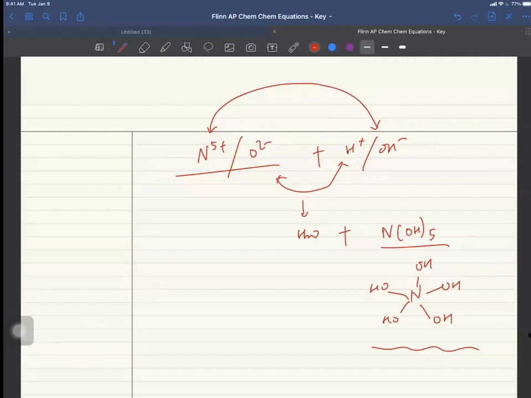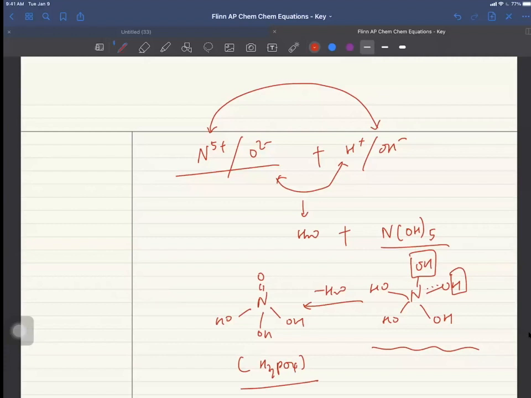But what can it do? It can lose water. When you lose water, this is gone, and then you make a double bond. So you get this. This is quite similar to phosphoric acid, because phosphoric acid is exactly in this way. But it still does not solve the problem of the octet. It still has 5 bonds. So it keeps losing water.